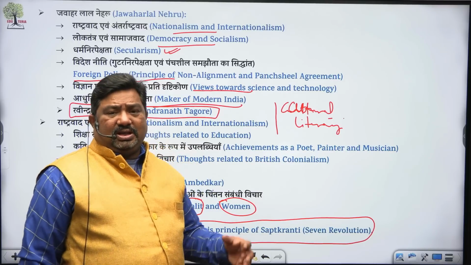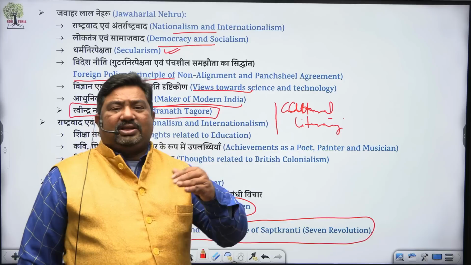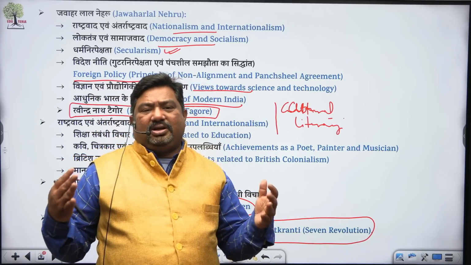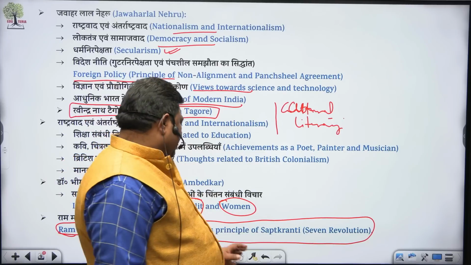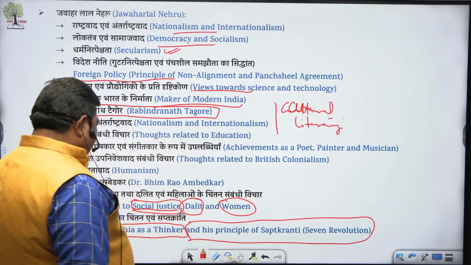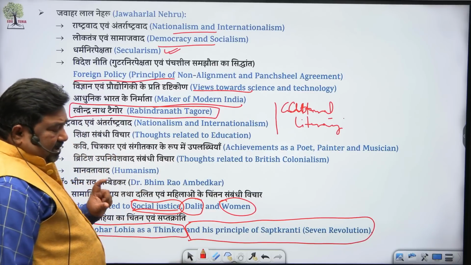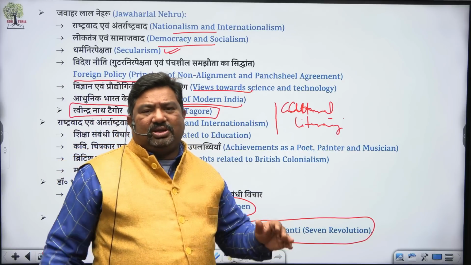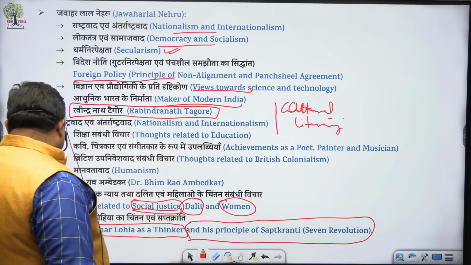He was in free India. He had his own discourse. He was a completely disillusioned personality, Lohia and Jayaprakash Narayan. So we need to delve deeper into Ram Manohar Lohia, and they might ask you his vision. It's not about the Sapt Kranti only; there are many new aspects I'll be telling you about Ram Manohar Lohia.